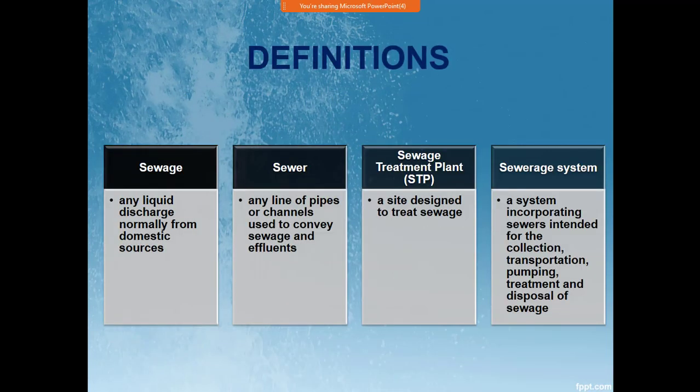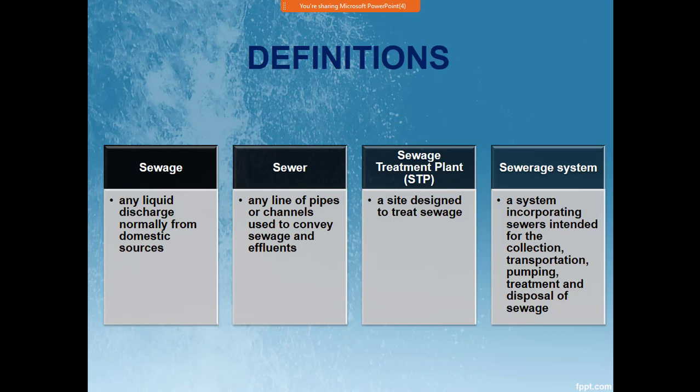So we have some definitions. What is sewage? What is a sewer? What is a sewage treatment plant? What is the sewerage system? Sewage is any liquid discharged normally from domestic sources. From industrial sources we call it wastewater, and from domestic sources we call it sewage, but it's okay. If you call all of it sewage, it's also okay.